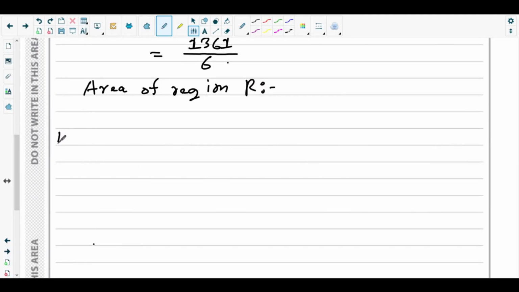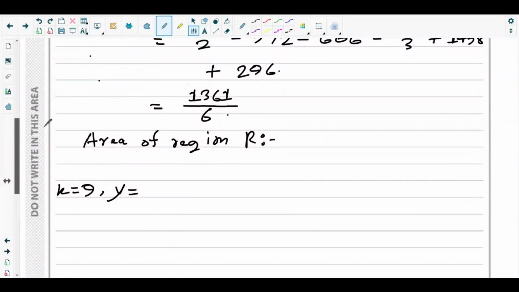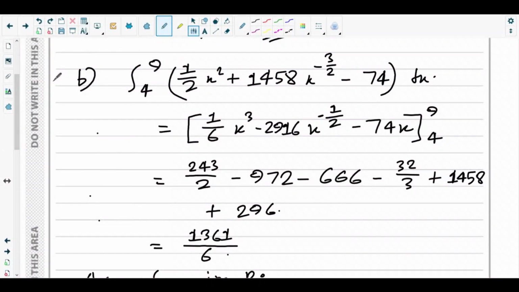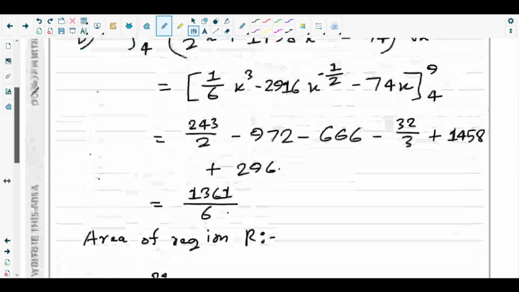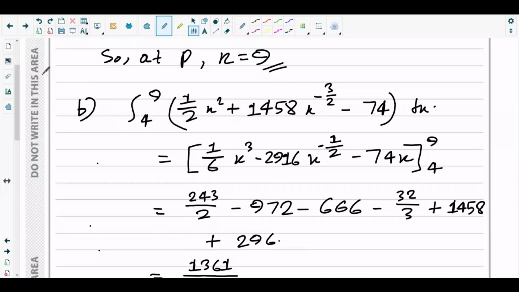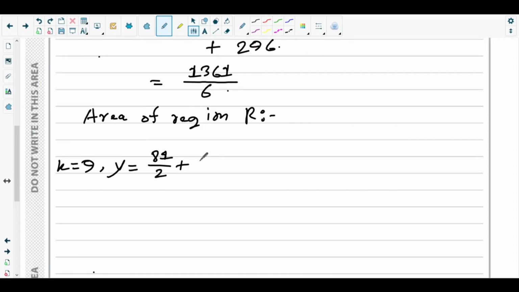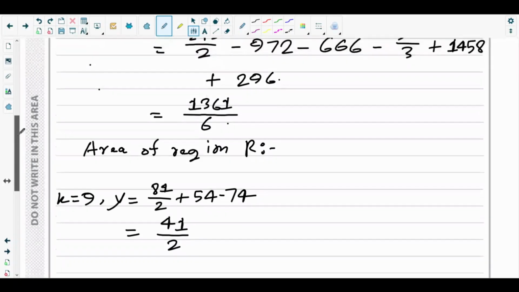Okay. Let's put x equals to 9. If you put x equals to 9, what would be the value for y? So y equals to what? Half of x squared. So half of 81. So 81 over 2 plus 1458 over square root of 9 cube, which is 3 cube. This is 27. So this is 54. So 81 over 2 plus 54 minus 74. So what would be the y value? This is basically 41 over 2. So we got the y coordinate of point P.